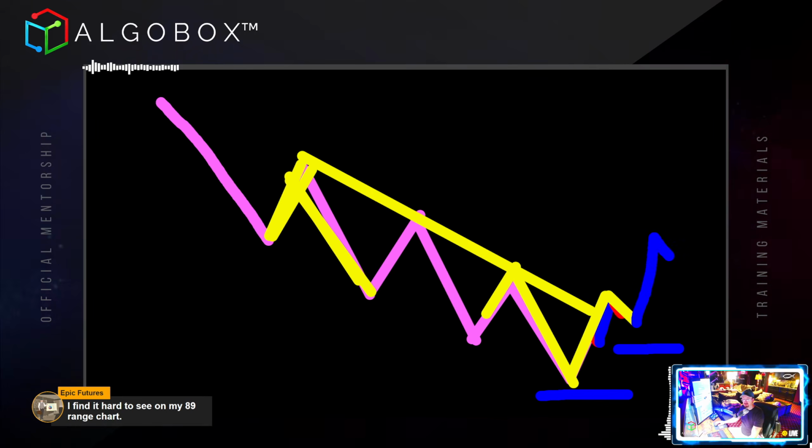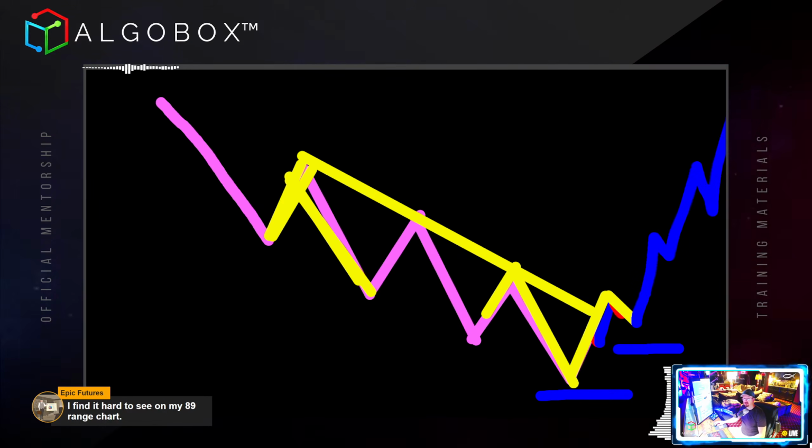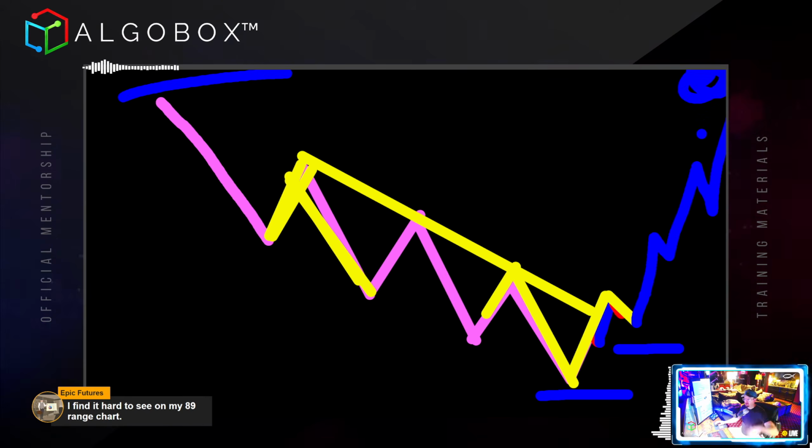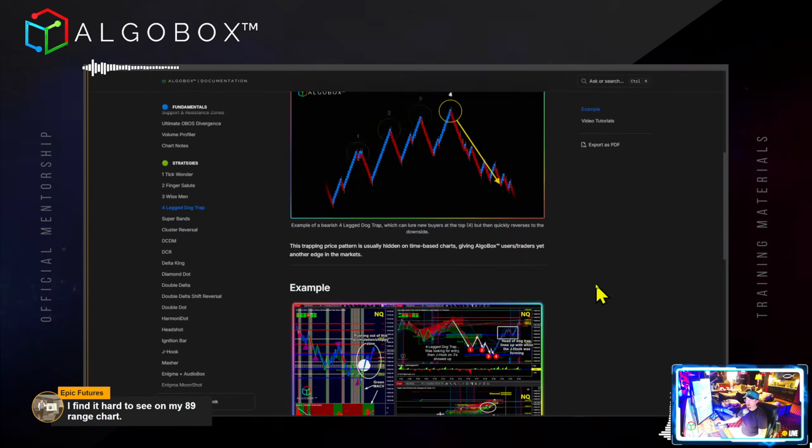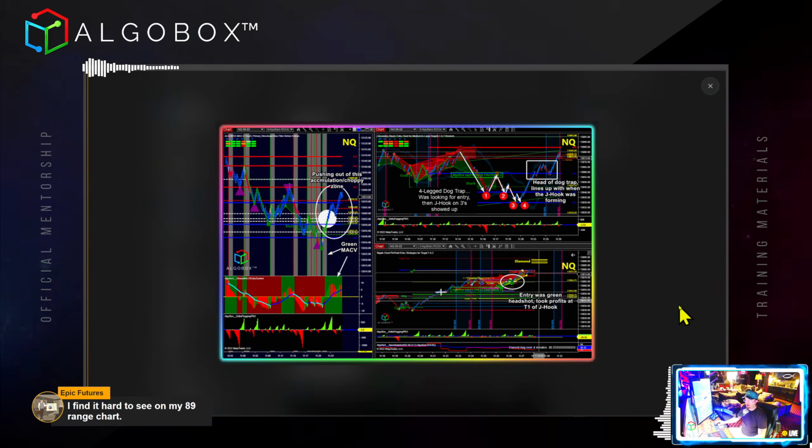And next thing you know, this thing's kind of going up slowly, and you'll have more people trying to get in, and then they just totally get wrecked, and we get targets up here. Their stops are usually run somewhere up here, and you'll see some big movements up and out of that area. Love me some 4-legged dog traps. You'll see me talk about those in the live streams all the time.